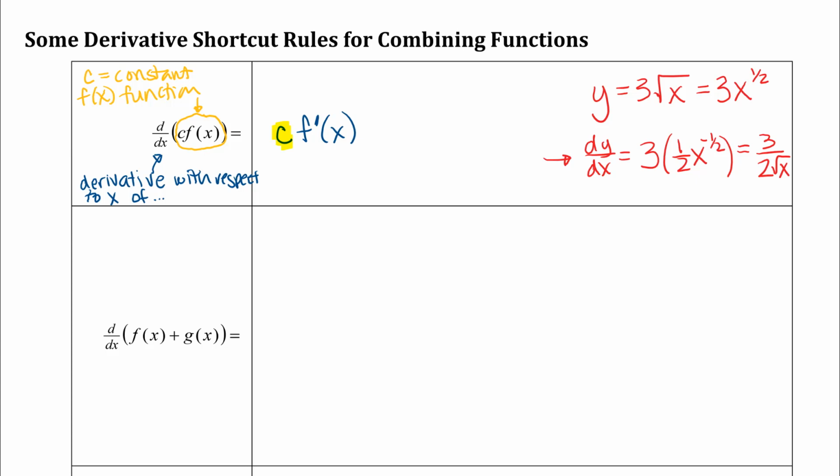All right, this next rule, just looking at notation here, I've got the derivative with respect to x of, and then here I've got a sum of 2 functions. So this is sometimes called the sum rule. All right, so the derivative with respect to x of a sum of 2 functions is just going to be the derivative of the first function plus the derivative of the second function.